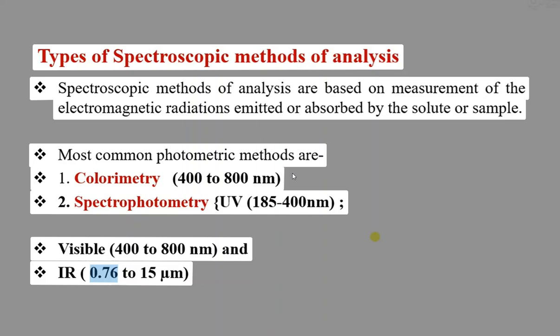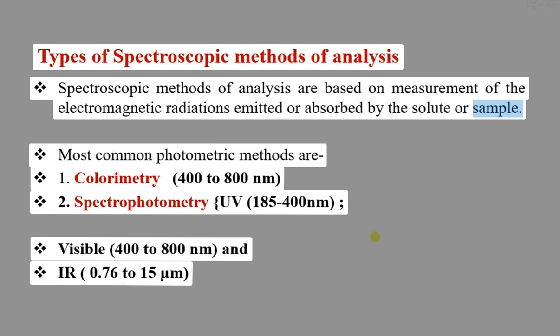Welcome back. Now, types of spectroscopic methods of analysis. So, what are the types? Spectroscopic methods of analysis are based on the measurement of electromagnetic radiation emitted or absorbed by solute or sample, as we discussed earlier. So, what are the types actually?